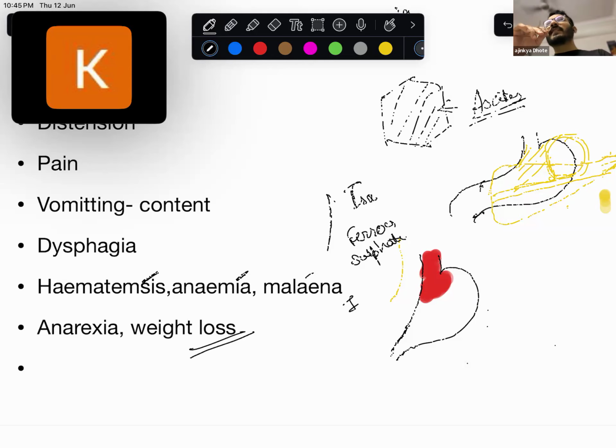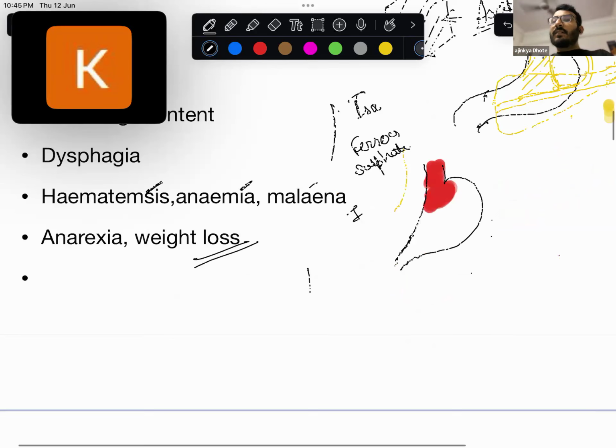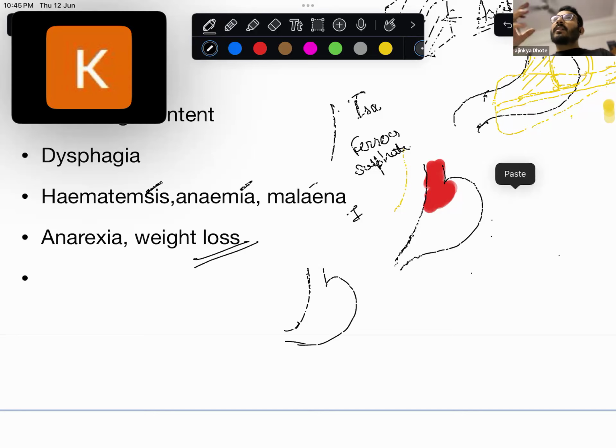Now, I've always been stressing on this important point that there's a significant difference between anorexia and early satiety. Whenever a patient comes to you and he says "appetite is low", that is what typically anorexia is. But at the same time, if the patient complains of early satiety, or says "Doctor, I do feel hungry but I am able to eat less food", this is your classical early satiety.